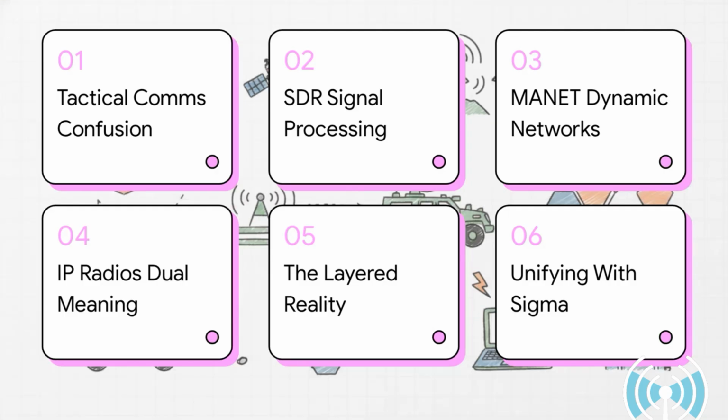So here is exactly how we're going to break this down today. First, the tactical comms confusion. Second, SDR signal processing. Third, MANET dynamic networks. Fourth, the dual meaning of IP radios. Fifth, the layered reality. And finally, unifying with Sigma.